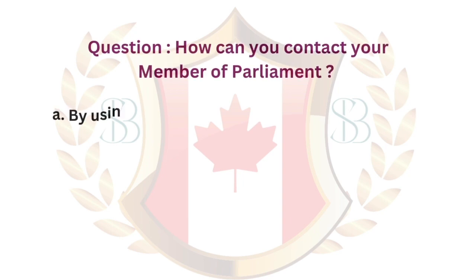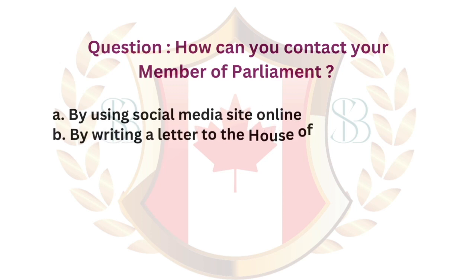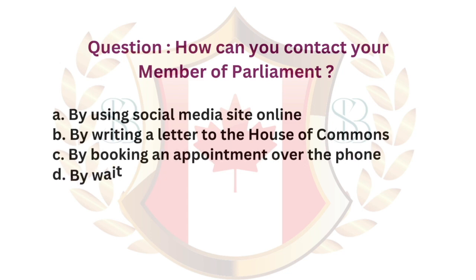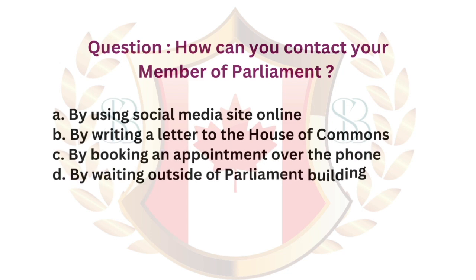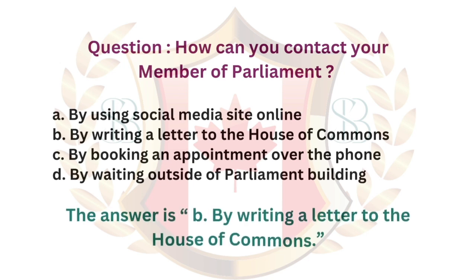Question. How can you contact your Member of Parliament? A. By using social media sites online. B. By writing a letter to the House of Commons. C. By booking an appointment over the phone. D. By waiting outside of the Parliament building. The answer is B. By writing a letter to the House of Commons.